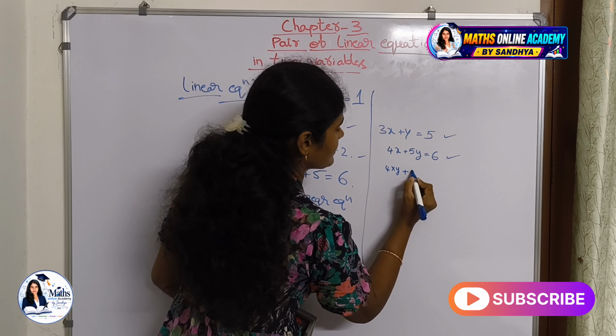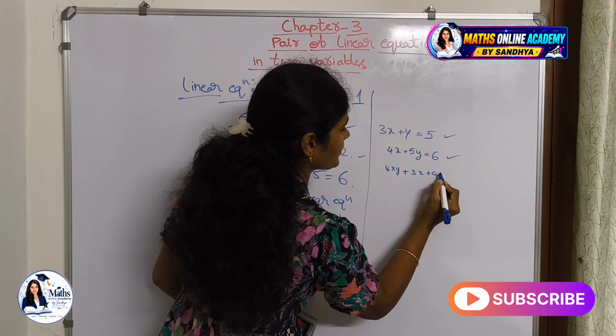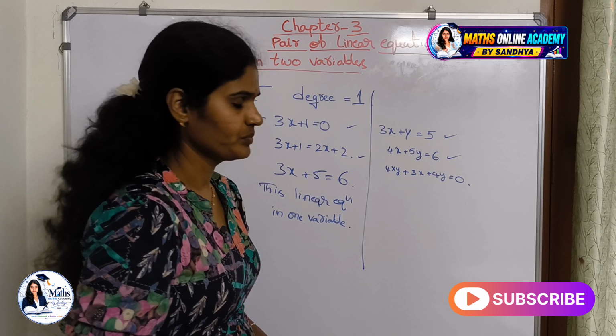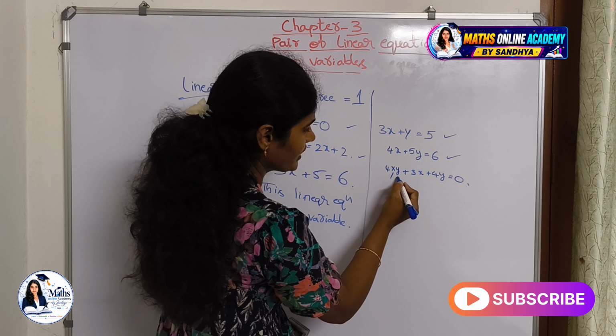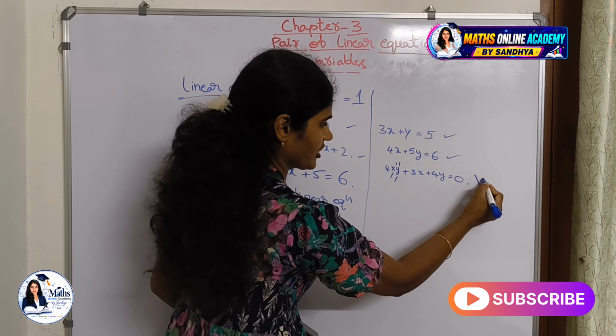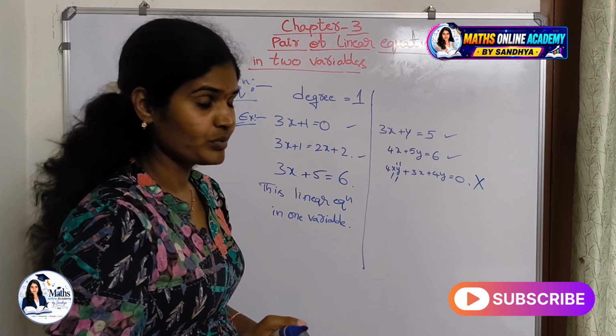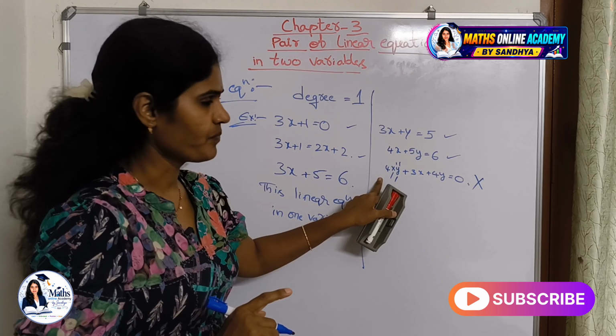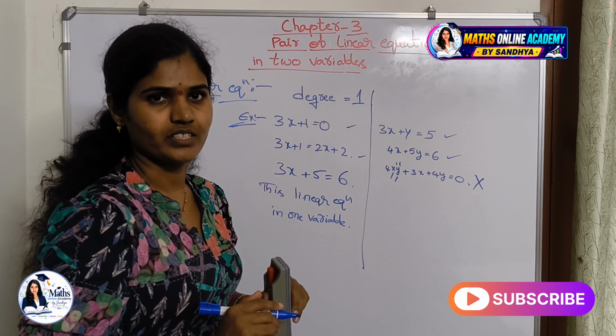4xy + 3x + 4y. Is this a linear equation or not? No. Here, how many powers? 1, 1, 2. So this is not a linear equation. The degree must be 1. This is not a linear equation. These are the only linear equations.